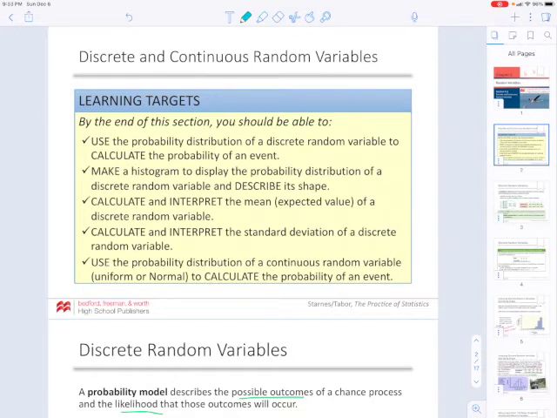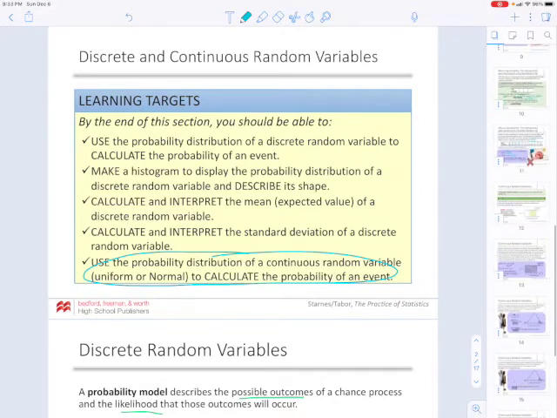Okay, in this video, we're talking about continuous random variables. This is part 2 of the first section. So our only learning target for this is using the probability distribution of a continuous random variable to calculate the probability of an event.